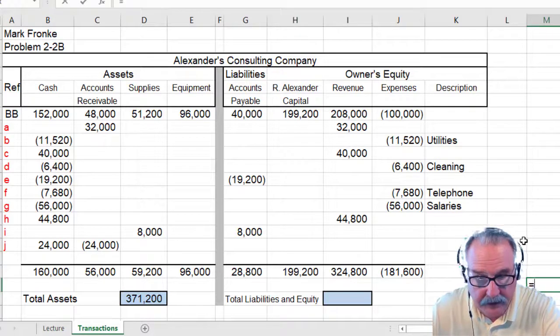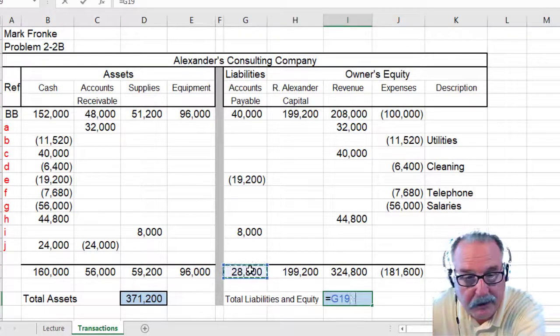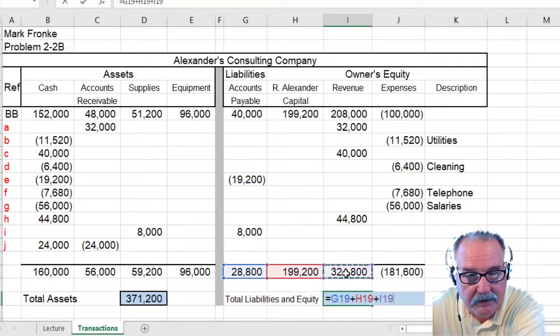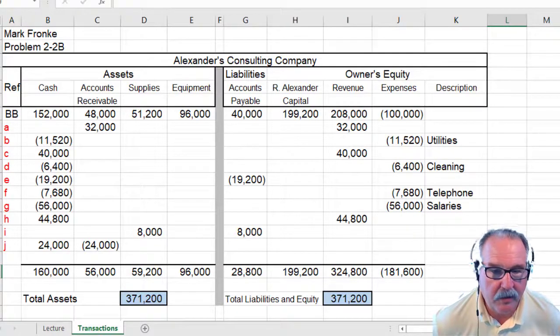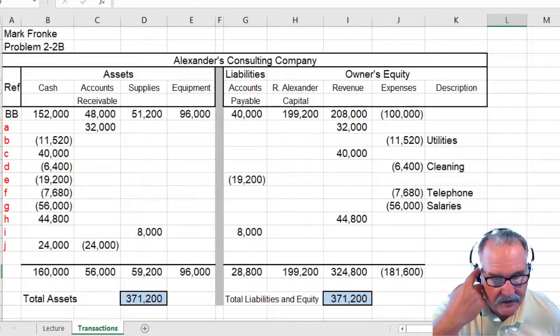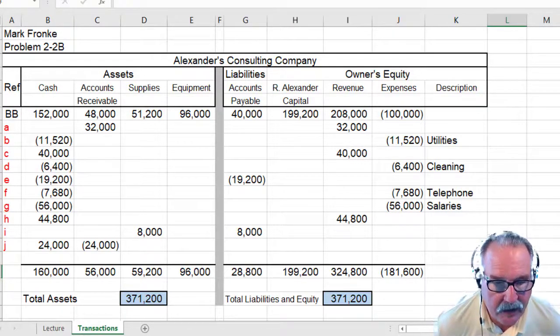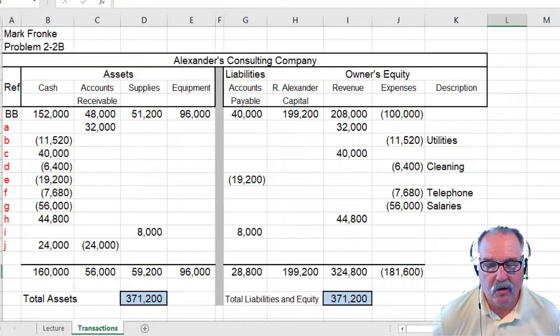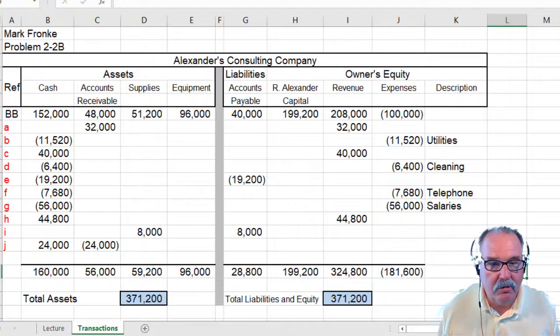So if I total those up in this blue box down below by taking accounts payable plus the capital plus the revenue minus the expenses, we get also 371,200. It balances. It has to balance. If it doesn't balance, we have an error somewhere, and we have to go try to fix it. So this is just an explanation of how these accounting columns work. I hope you were able to get these numbers to work.